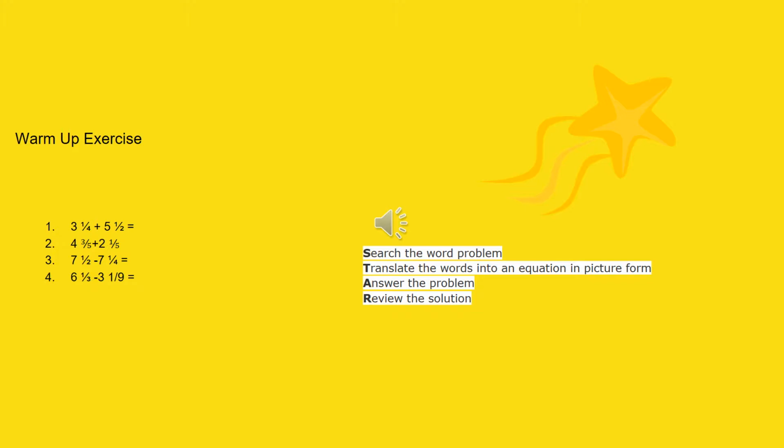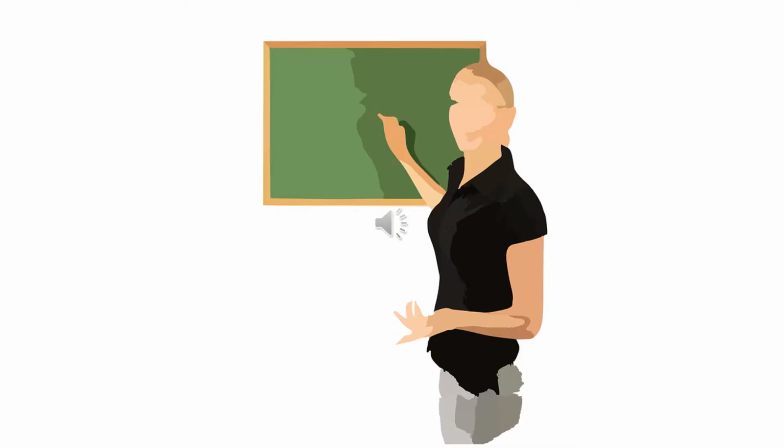The I do portion of the explicit instruction begins like this. The teacher should break down the STAR mnemonic device, and explain how the students should search the word problem for the important information. Then the teacher should explain to the students how to translate the word problem into diagrams with pictures or variables or symbols to help them understand it.